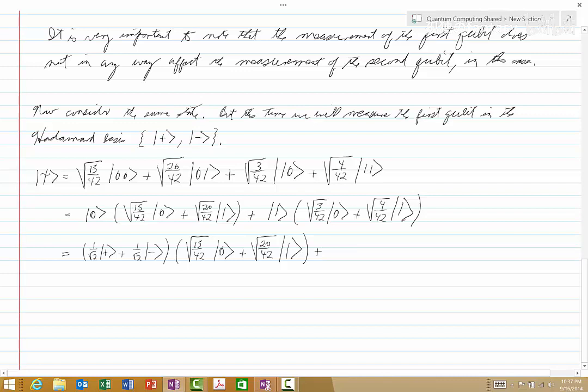And then, just as we changed 0, converted it to the Hadamard basis, so will we now convert 1, express it in terms of the Hadamard basis. So we will get 1 over square root of 2 plus minus 1 over square root of 2 minus, and then square root of 3 over 42 |0⟩ plus square root of 4 over 42 |1⟩.